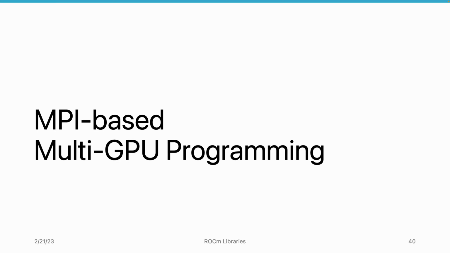In this video, we're going to show another way to start multi-GPU programming, and we call it MPI-based multi-GPU programming. It is actually very similar to thread-based multi-GPU programming, but MPI helps us start the threads, so we don't really need to do the thread programming.